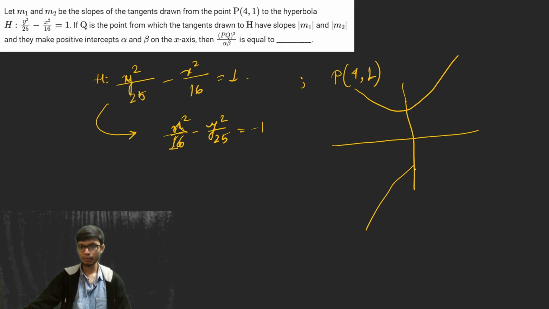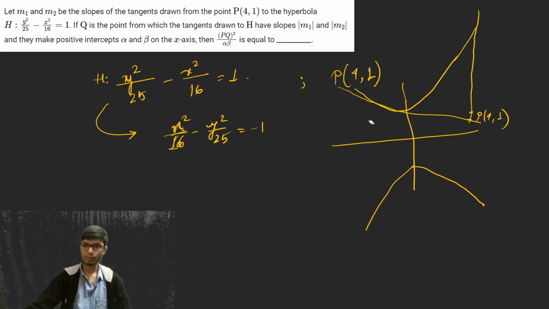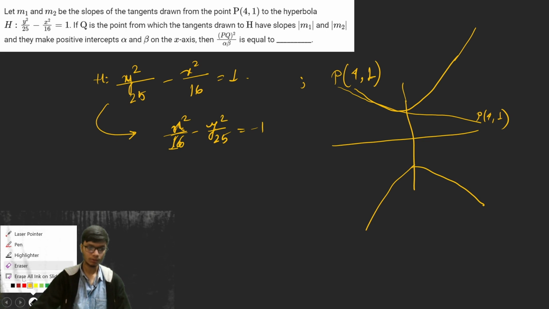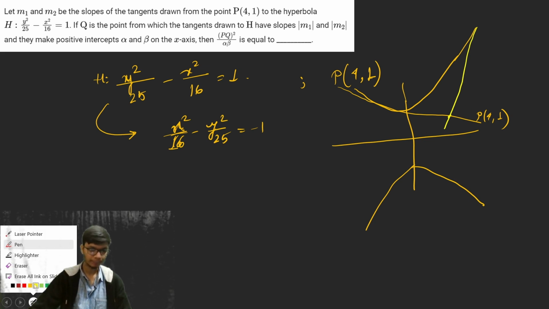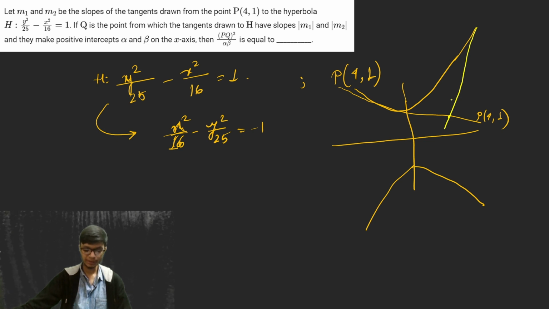All right, so this is the hyperbola of this particular fashion, and it is saying that from point P, that is (4, 1), both the tangents of slope m1 and m2 are drawn. So one tangent is something like this and another tangent is something like this. Both tangents are drawn from one point, that is point P. So from point P tangents are drawn, and the two tangents have slopes m1 and m2.